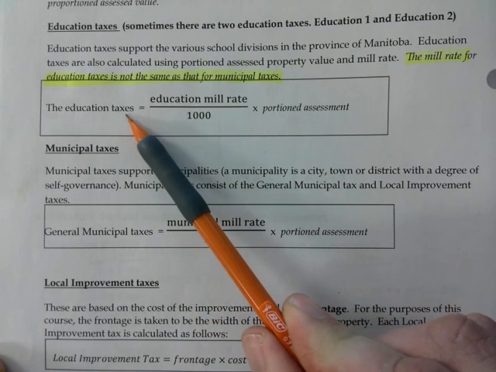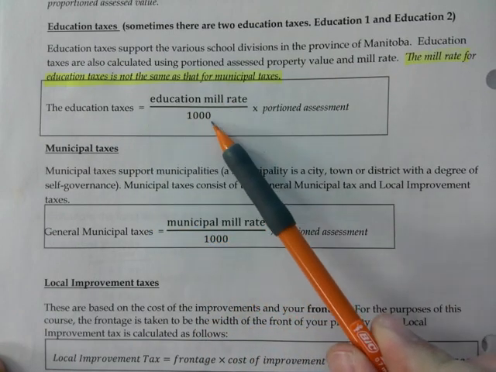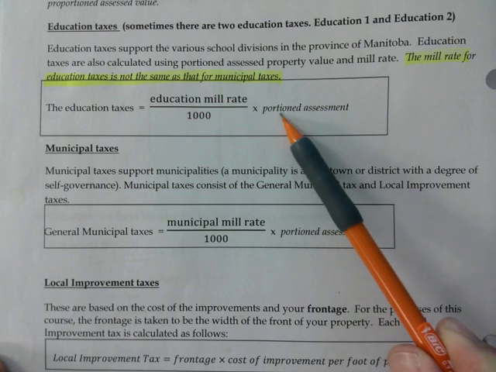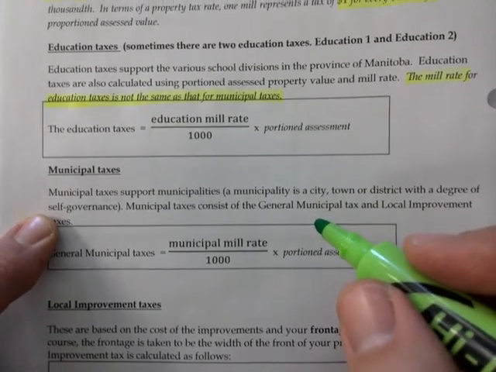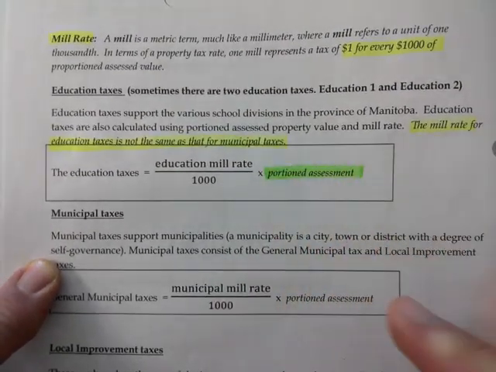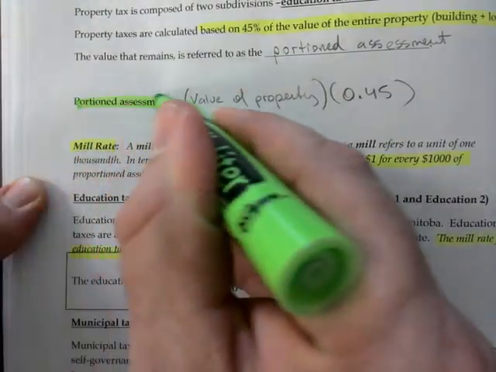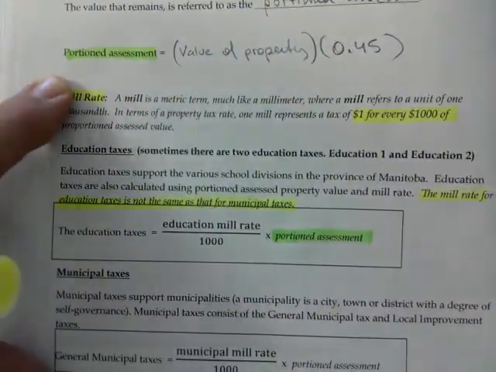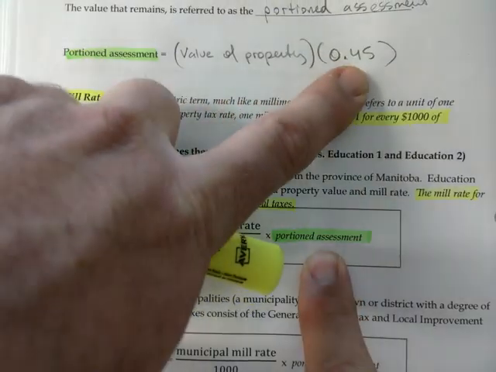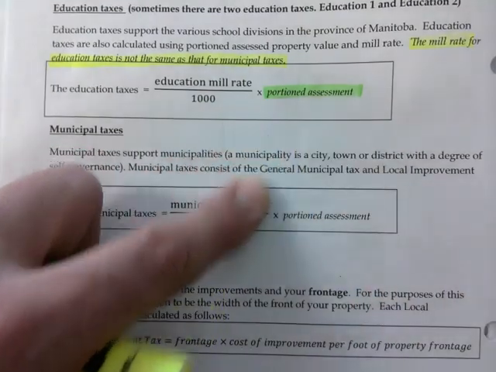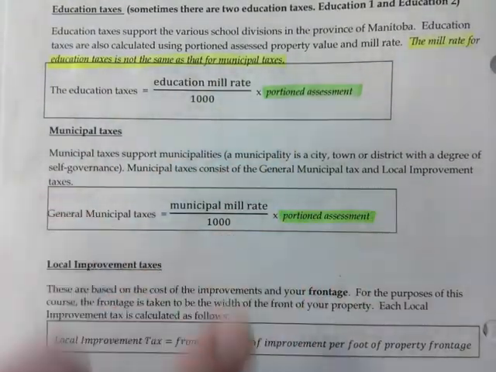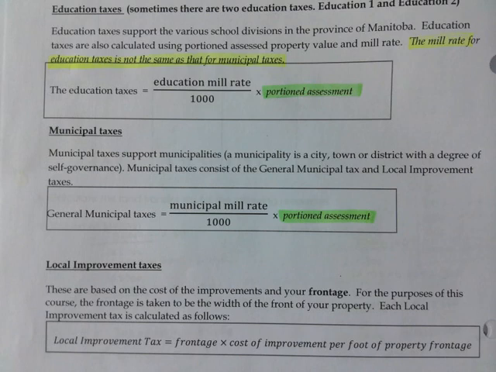So for education taxes, you take the mill rate, you divide it by 1,000, and you multiply it by the portioned assessment. Where did the portioned assessment show up? That's way up there. I'm just going to highlight this. So once we figure out the 45% of the value, that is what we get taxed on. I'm going to highlight the portioned assessed value like that.